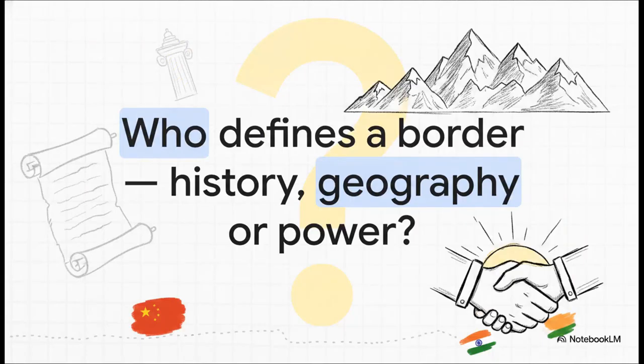But before we start sketching out any lines on a map, we really have to ask ourselves a pretty fundamental question. Who actually defines a border? Is it history and these ancient treaties? Is it the physical, rugged geography of the Earth itself? Or, at the end of the day, is it ultimately just raw power? Keep that question in the back of your mind, because it is the exact lens through which both of these nations view this incredibly high-altitude frontier.